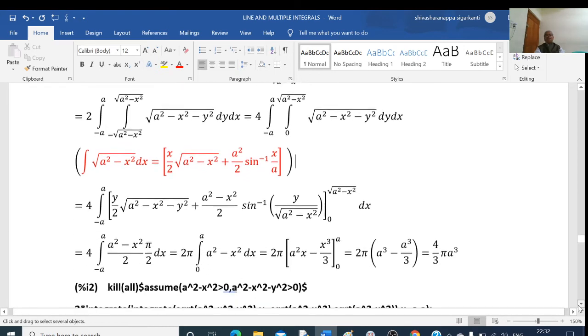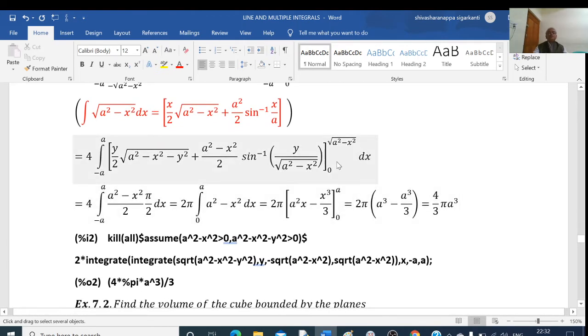Substituting the limits, first the upper limit: in place of y I have to put root of a square minus x square. If I put root of a square minus x square here, then this becomes a square minus x square, a square minus x square minus a square minus x square gets cancelled, that will become 0, the whole term becomes 0. Plus a square minus x square by 2 into sine inverse of, in place of y I am putting root of a square minus x square, and the denominator is also root of a square minus x square. This becomes 1. That means sine inverse of 1, which is pi by 2.